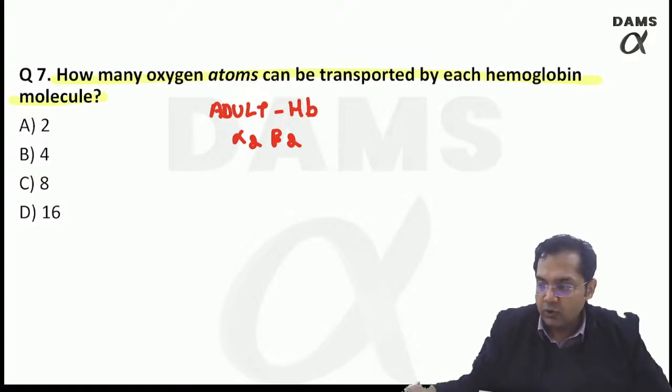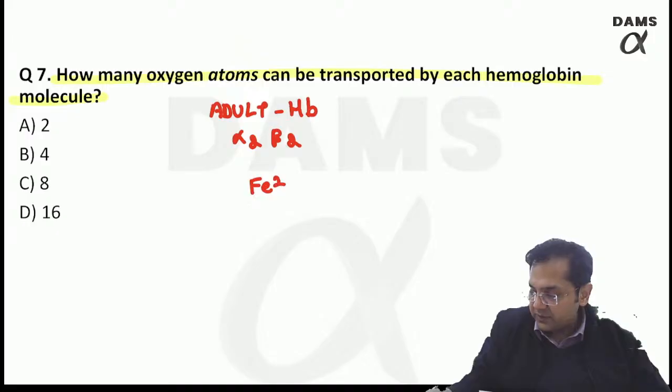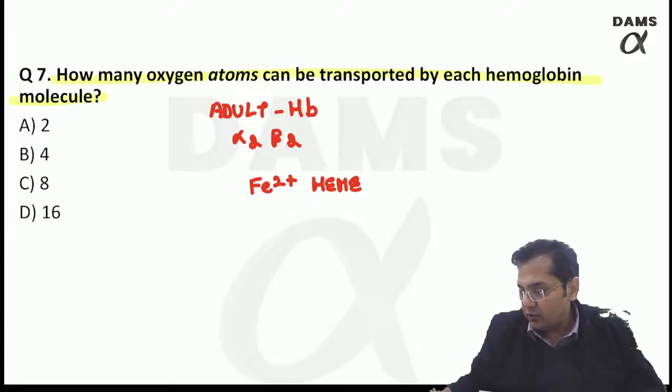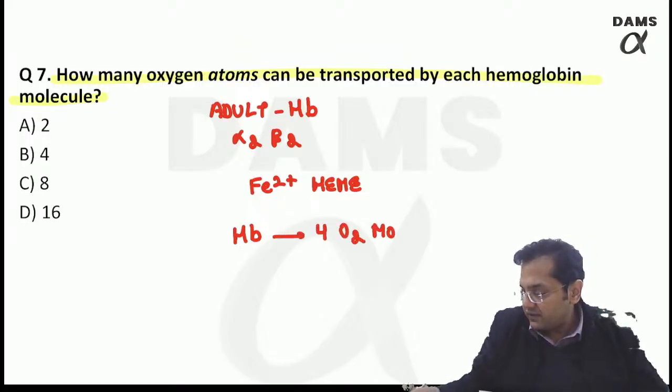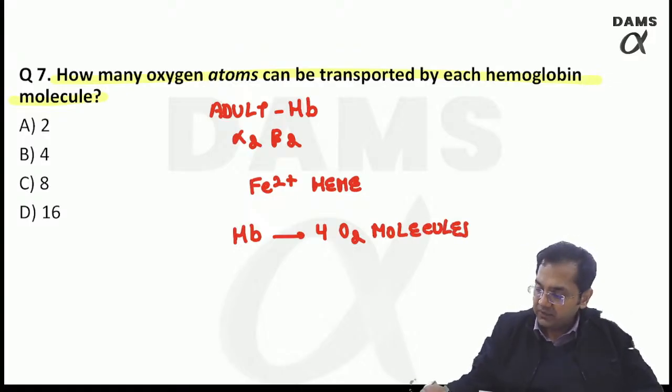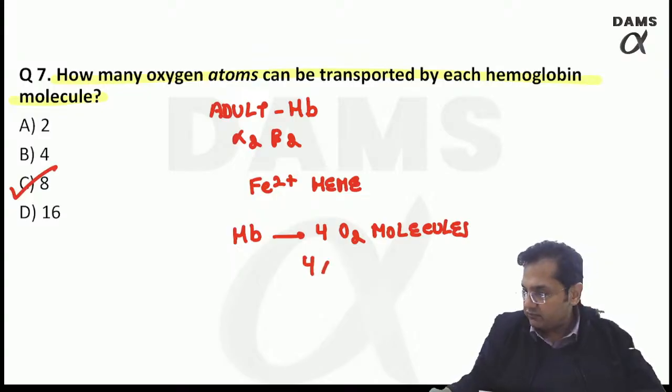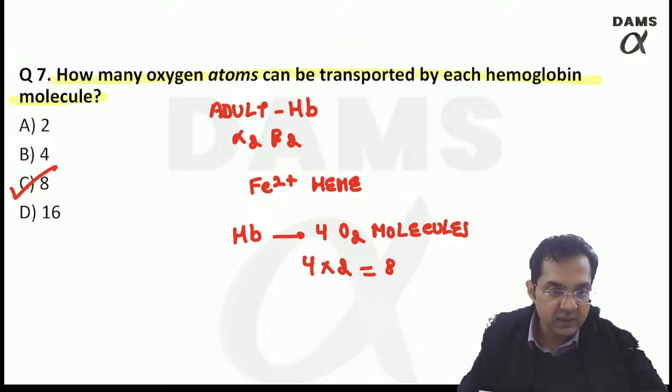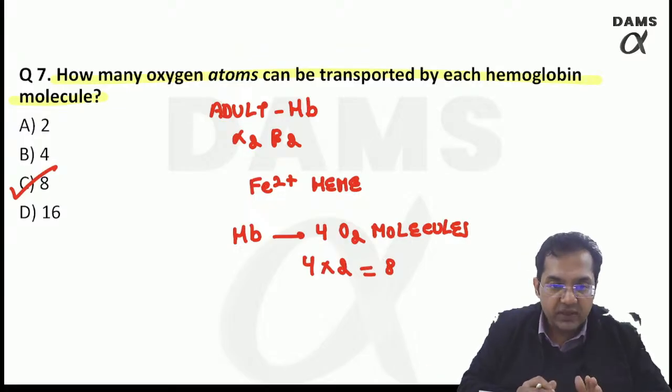Adult hemoglobin, which is alpha 2 beta 2, there is the iron which is present in ferrous form in the heme, right? And we know that in the hemoglobin we have the ferrous in the heme form, which binds to 4 oxygen molecules. But over here I am asking you how many atoms, so naturally answer हो जाएगा 4 into 2, right? 4 into 2 atoms. So answer 8 atoms है, because adult hemoglobin has alpha 2 beta 2 globin chains, right?